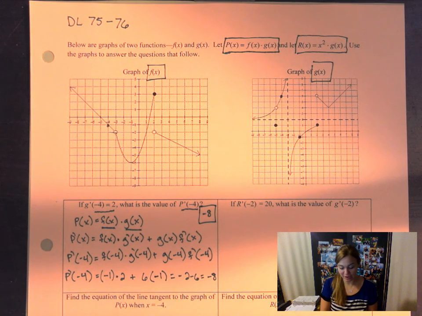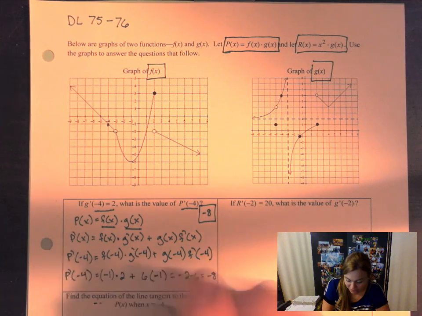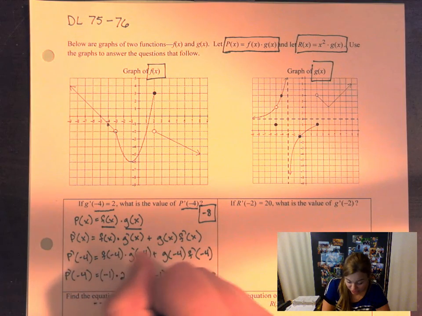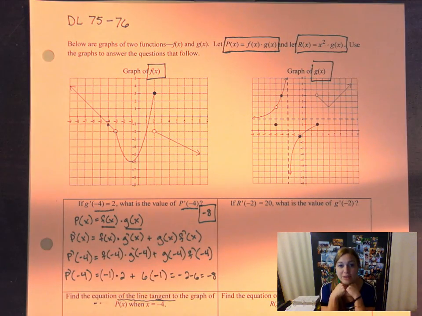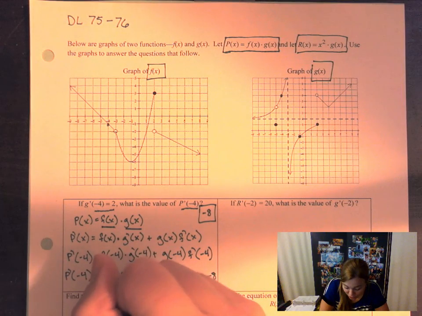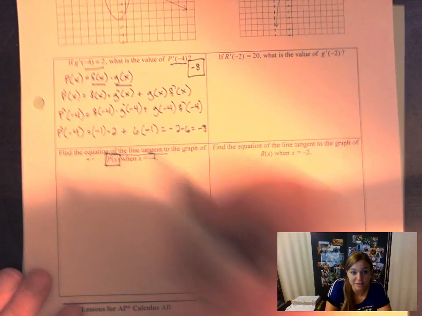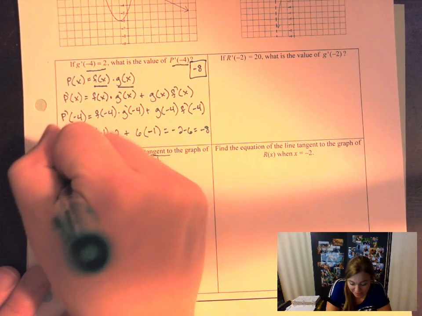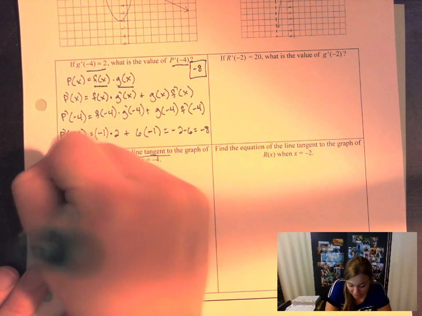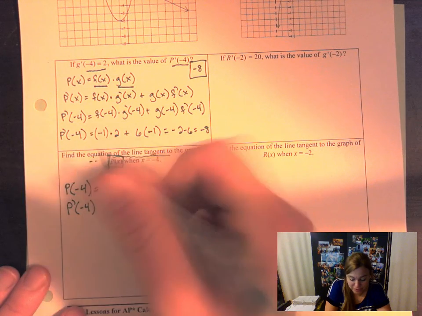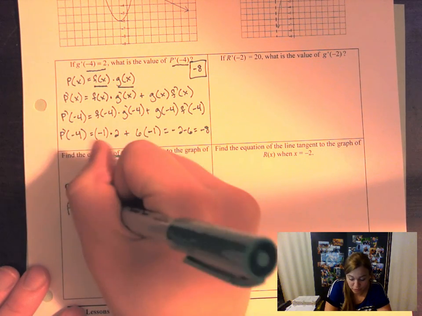And I'm actually going to go down because this one says find the equation of the line tangent to the graph. I need two things. What are they? A slope and a point. And this says to the graph of p of x, so be really careful. What that means then is that we need to find what the point is for p of x, so p of -4 and p prime of -4. This will be the point, this would be my slope. Well, once I find this.